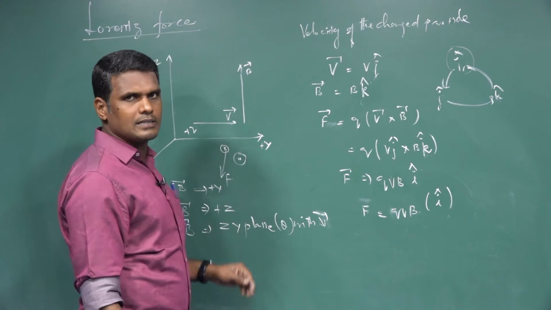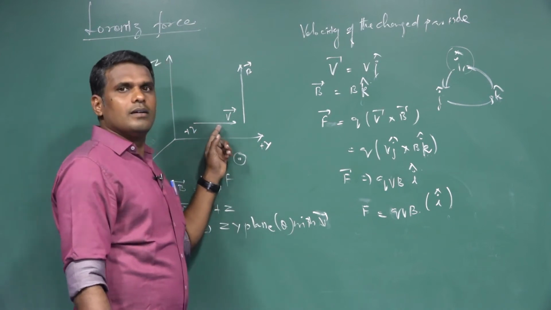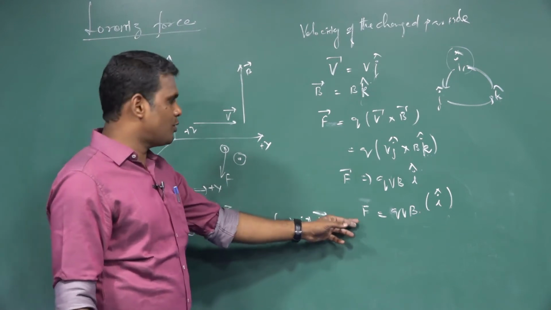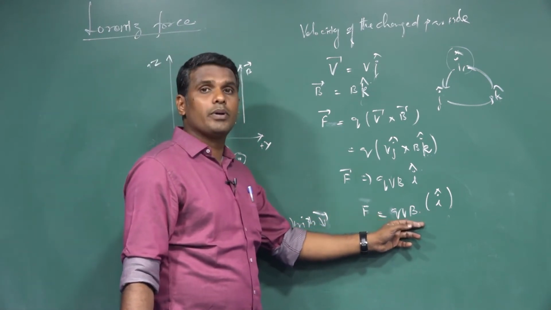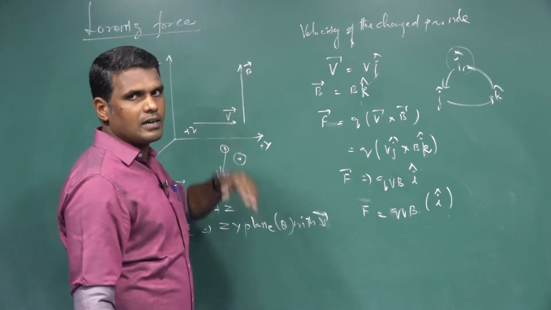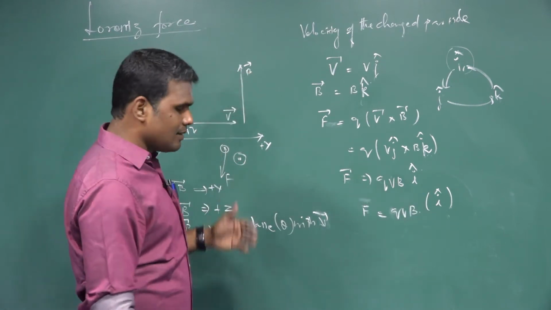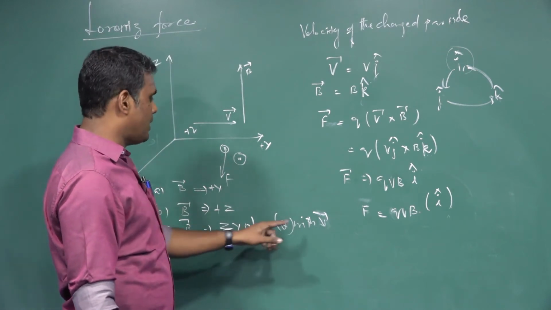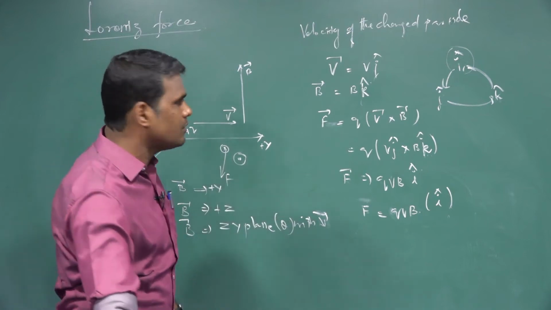So this is the second case. When a charged particle moves perpendicular to the uniform magnetic field, it will experience a force given by the expression F equals BQV. This is maximum, and it acts perpendicular to the plane containing V vector and B vector. Simple. And then the third case is when the magnetic field is acting in the ZY plane, making an angle theta with the velocity V vector.